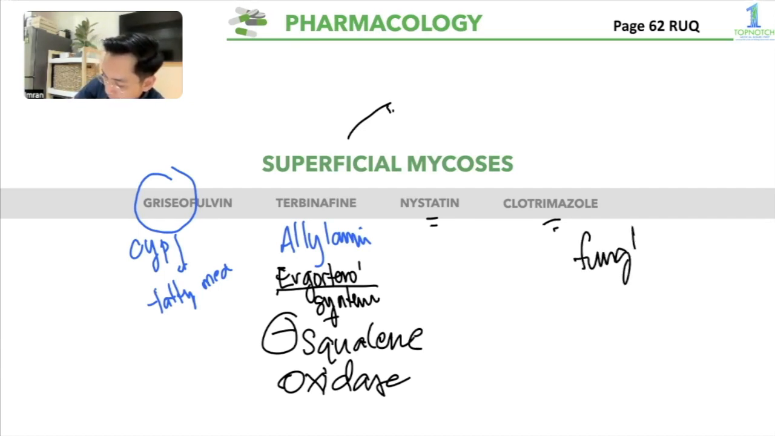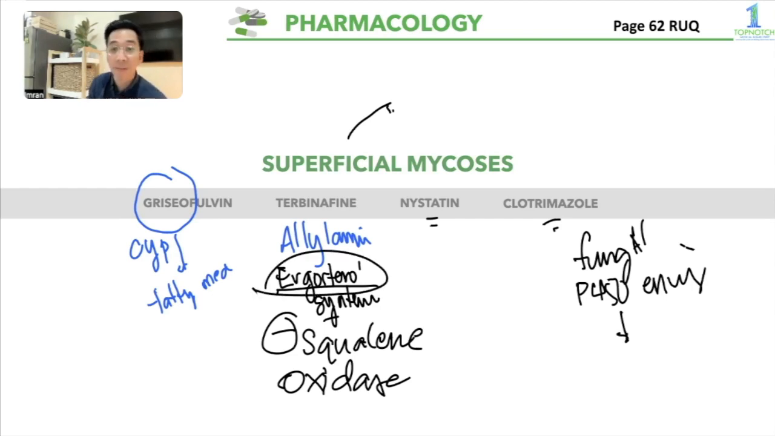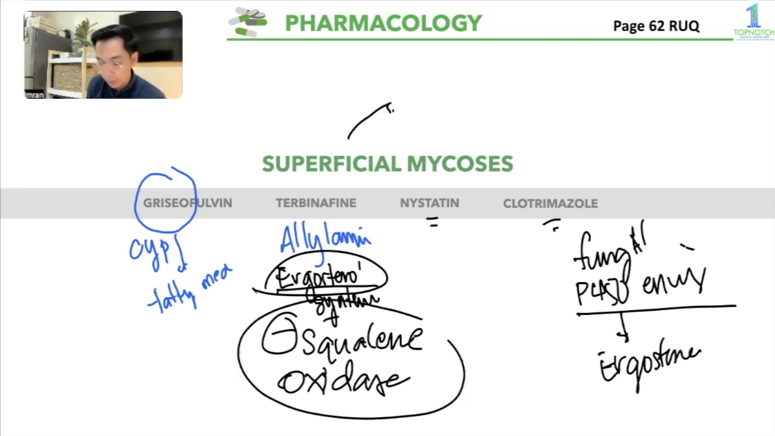Fungal P450 enzymes, thereby blocking ergosterol as well. Similar siya kay terbinafine, okay? But ito yung P450 enzymes yung in-inhibit niya, dito si squalene epoxidase. Okay? So remember that your azoles are limited to topical use because of their systemic toxicities.